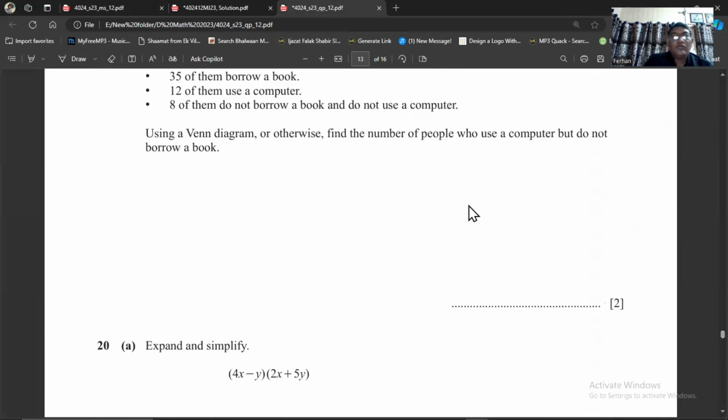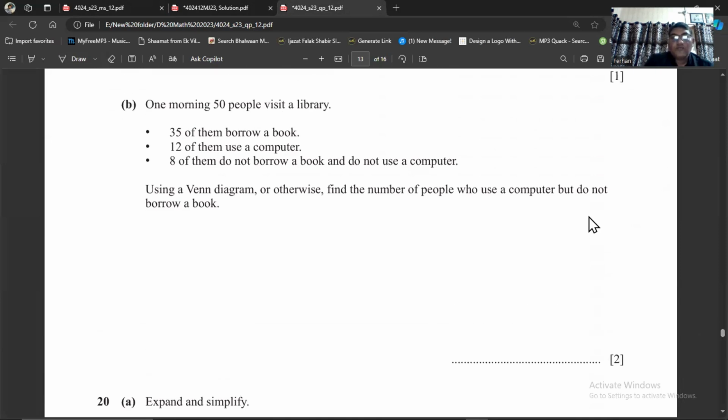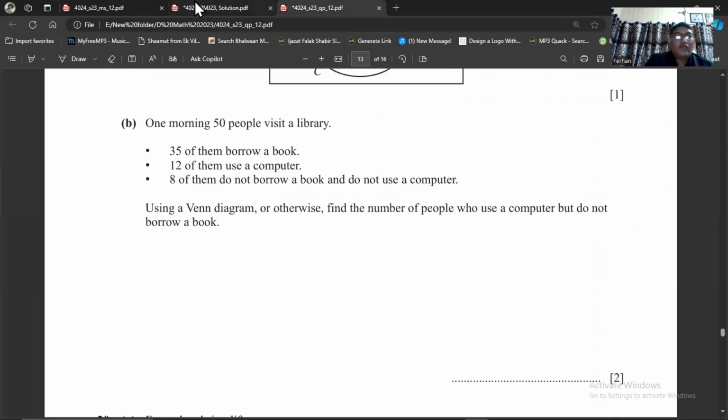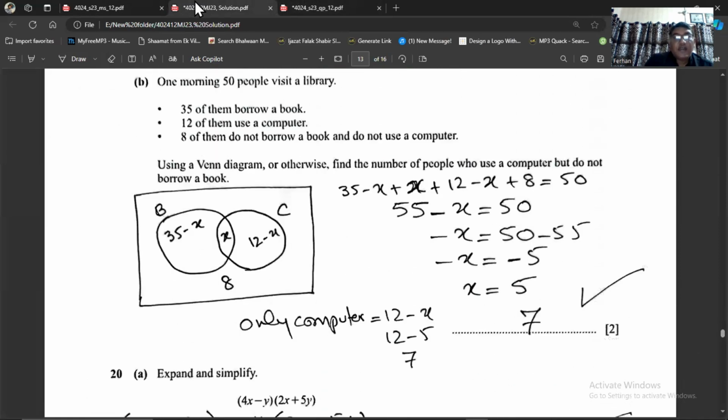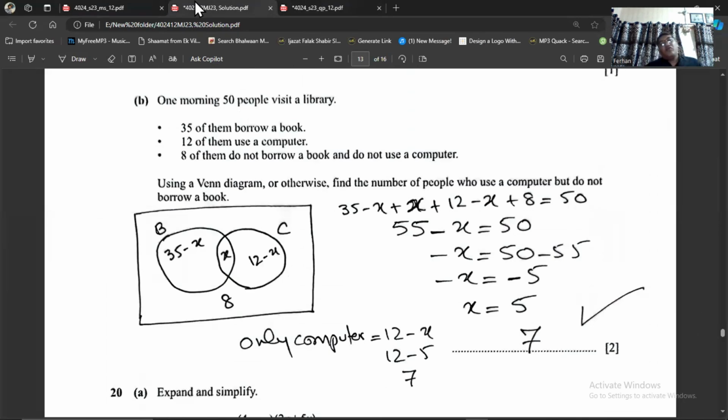So what I will do, I will draw a Venn diagram with the 2 circles in it. I will draw two diagrams. So here we have books, here we have a computer. The common portion is suppose X. The X number of people use both of them. So because books are 35, so this is X here. So this will be 35 minus X. Computer total people are 12, so this X is already here. So this portion will be 12 minus X.